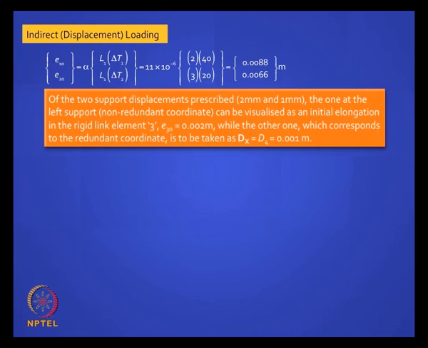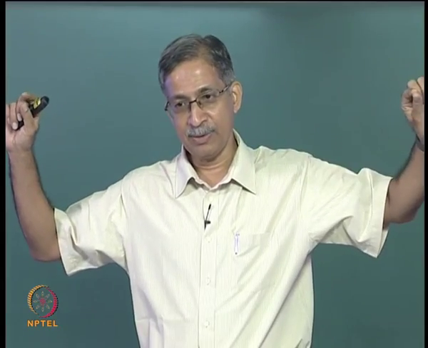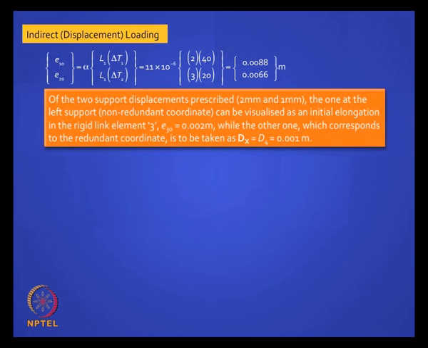Do you understand? Remember, you had two elements, you had an extra element you put, 3 and 4. Support, the first one is, okay, this is temperature loading, but you had a support movement also. The temperature loading you can handle directly, but the two supports were moving. Remember, A and D were moving.